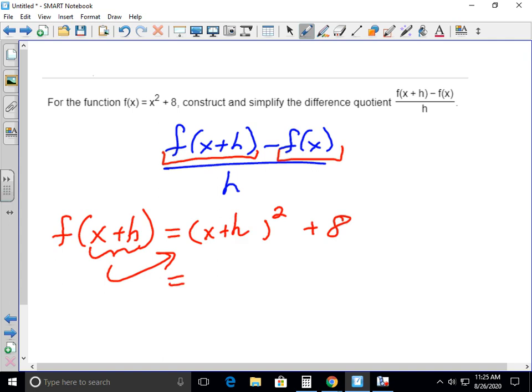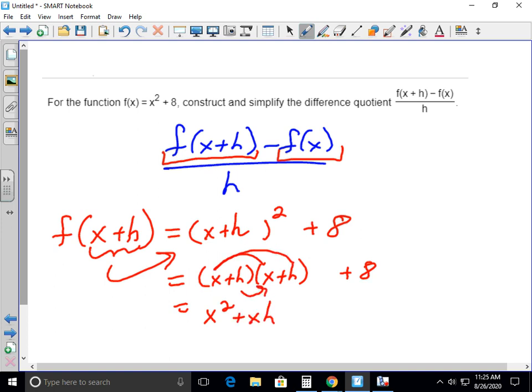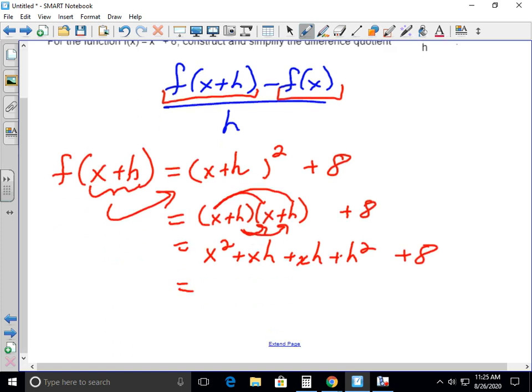So then we square that out. So a long way to square that out would be just to FOIL it. Remember, when we square a binomial, we take the factor times itself. Anything squared means that thing times itself. And then we'll have a plus 8 on the end. So x times x, x times h, h times x, well, h times x or x times h are the same thing. H times h. And then bring down our plus 8. So we have an x squared. We have that twice.